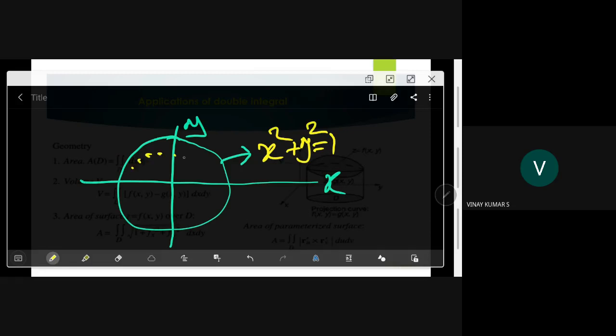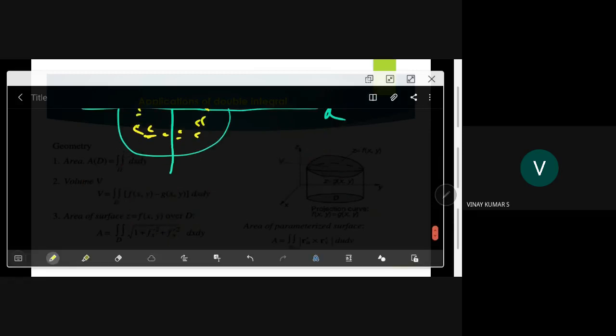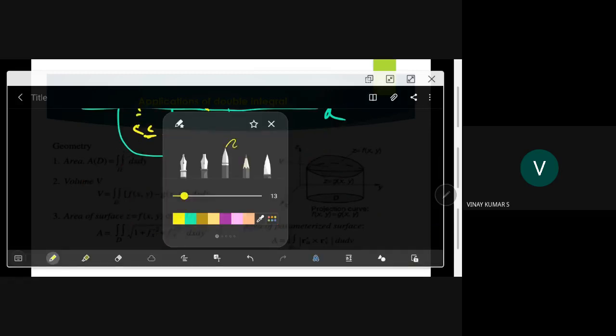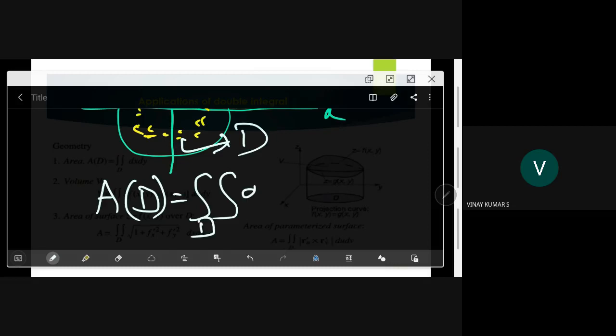So where is our region? Our region is this. We want to find the area of this region. The formula is: the area of that region, because we represent this region by D, A of D is the double integral of dx dy. That is your region of integration.